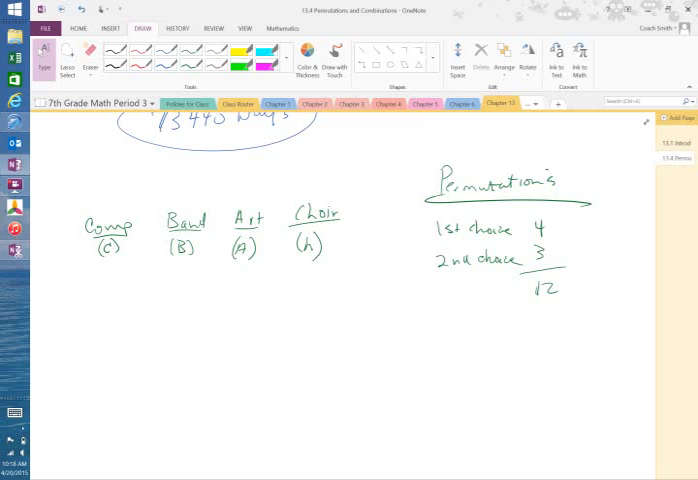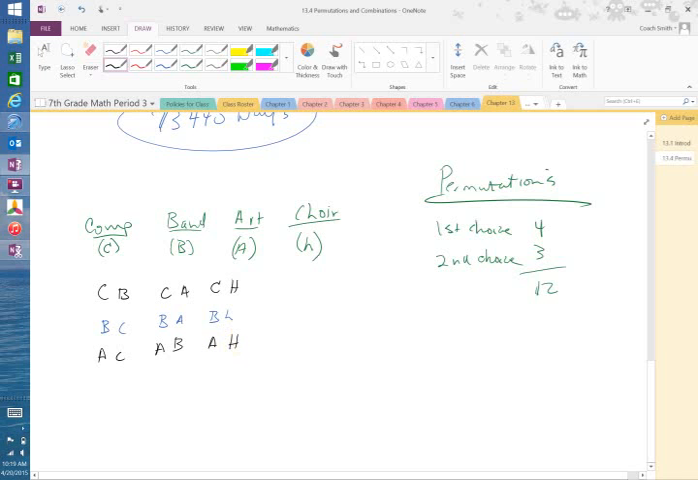I'm going to list them out so I can show you. Okay? Here's the choices. We could go computer band, computer art, computer choir. Next, we could go band computer, band art, band choir. Then we could go art computer, art band, art choir.